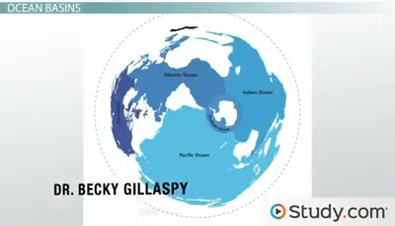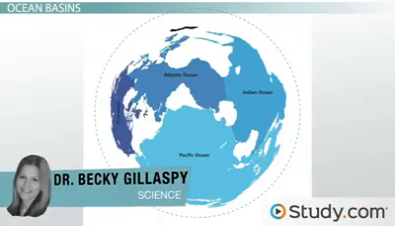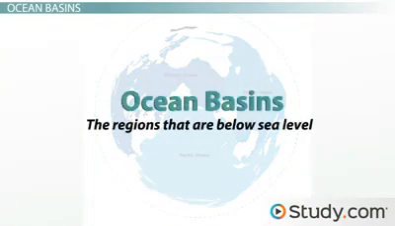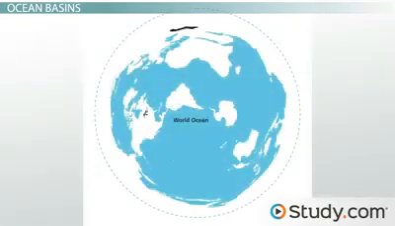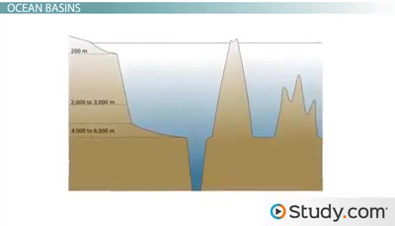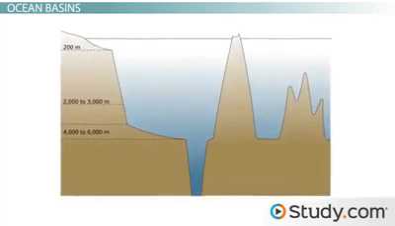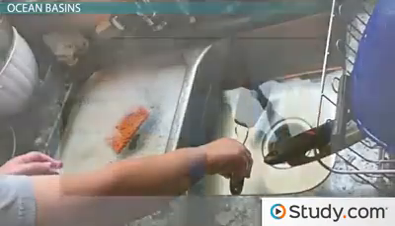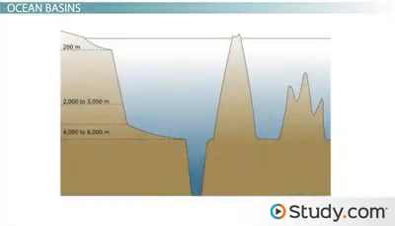About 70% of the planet's surface is made up of ocean basins, which are the regions that are below sea level. These areas hold the majority of the planet's water. In fact, it will help you to recall this term if you remember that a basin is a large bowl, much like your kitchen sink. So an ocean basin can be thought of as a large bowl that holds ocean water.